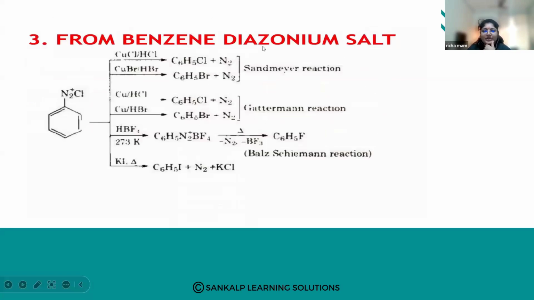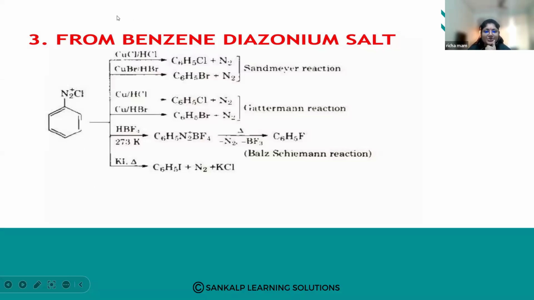Okay, halo substituted product. Next is from benzene diazonium salt. We have discussed what benzene diazonium salt is. How do we get the benzene diazonium salt? What are the starting reactants? Aniline, when it reacts with sodium nitrite and concentrated HCl. You obtain nitrous acid from concentrated HCl and sodium nitrite. Nitrous acid, when it reacts with aniline, gives this benzene diazonium salt.